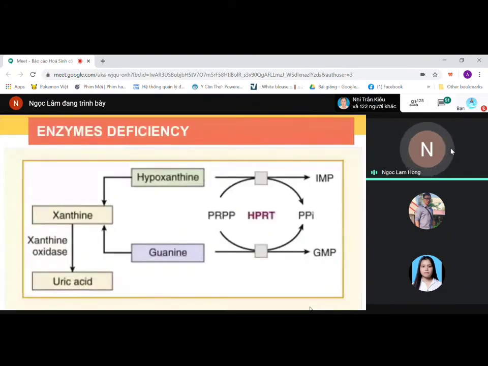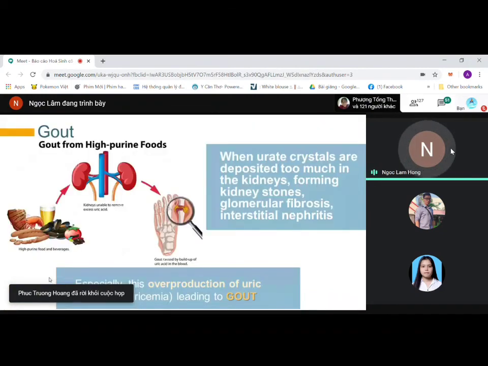And look at this image here. You can see that HGPRT is very important to synthesize nucleotides. If HGPRT decreases, it will lead to uric acid. And the consumption of high purine food will make the kidney unable to remove uric acid. And when uric crystals are deposited too much in the kidneys, forming kidney stones, glomerular fibrosis, and interstitial nephritis, especially this overproduction of uric acid, we can call hyperuricemia, leading to gout.